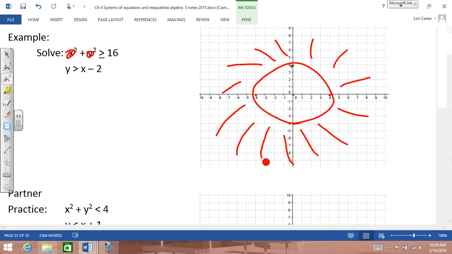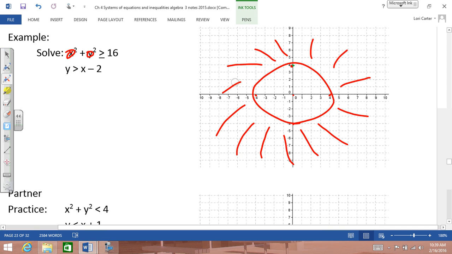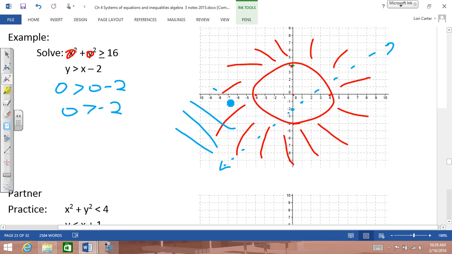What's next? I'll graph the -2. What shape? A line. You want to start at -2 because he's already solved for you. Then you go up 1 over 1. Solid or dash? Okay, where does this one shade? Plug in 0, 0. Is 0 greater than -2? True. So this shades this way.